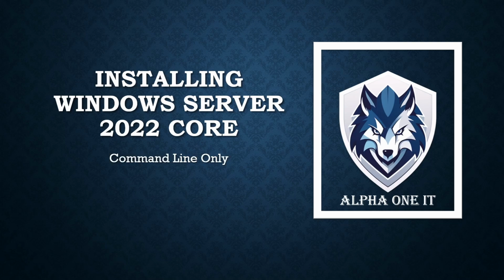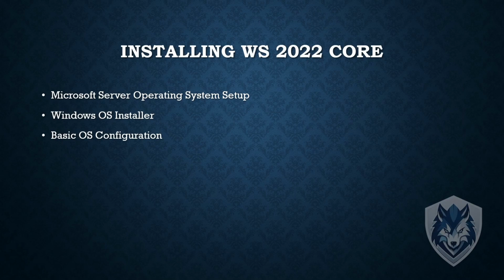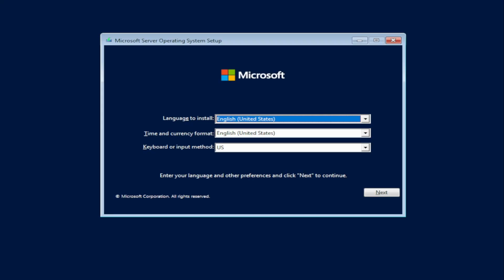In this video, we're going to be covering installing Windows Server 2022 Core from the command line, because Core is only command line. We're going to cover the Microsoft Server operating system setup, the Windows OS installer, and basic OS configuration for Core. And with that, we've jumped right into our virtual machine here.